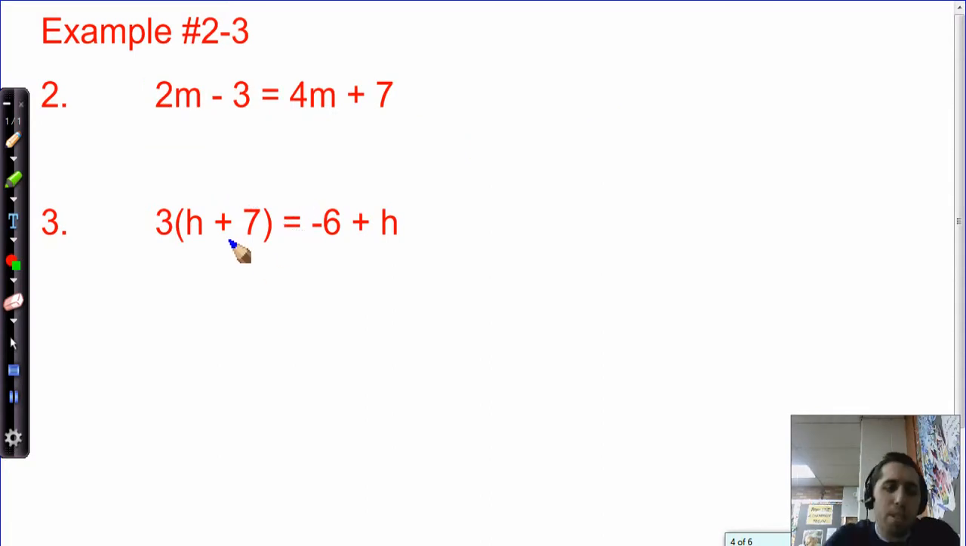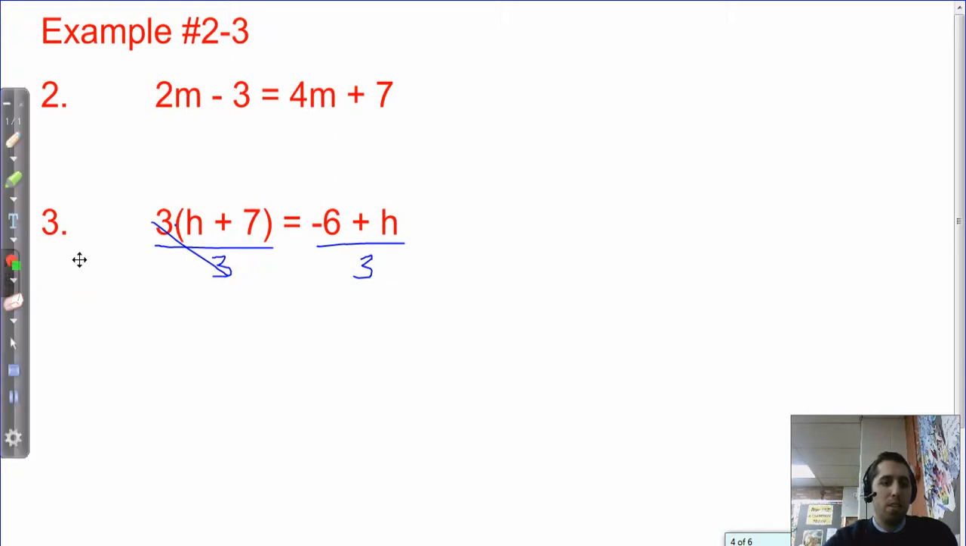Now we have 3 times the quantity of h plus 7 equals -6 plus h. Now, we talked in the last video about how in this situation, when you see a number on the outside of a parenthetical sum or difference, you can either say, okay, we can undo the multiplication first, or we can distribute. This is a case where we're going to need to distribute, because if you did want to divide first, well, now you have this annoying denominator of 3. h over 3 is kind of annoying. I would much rather distribute first. So that's why you need to be able to pick out the distributive property.